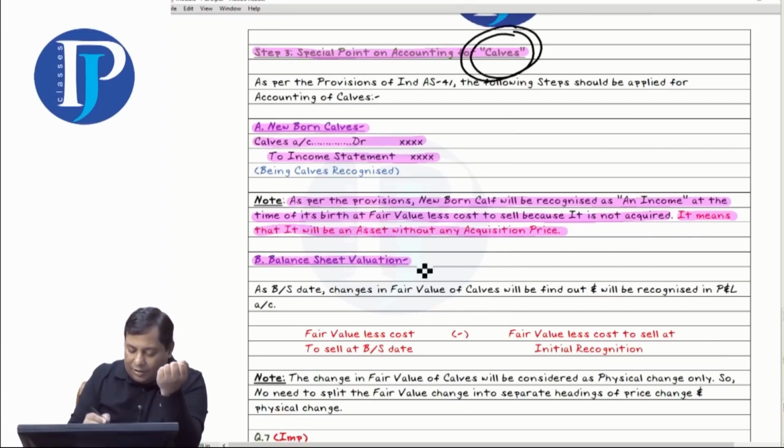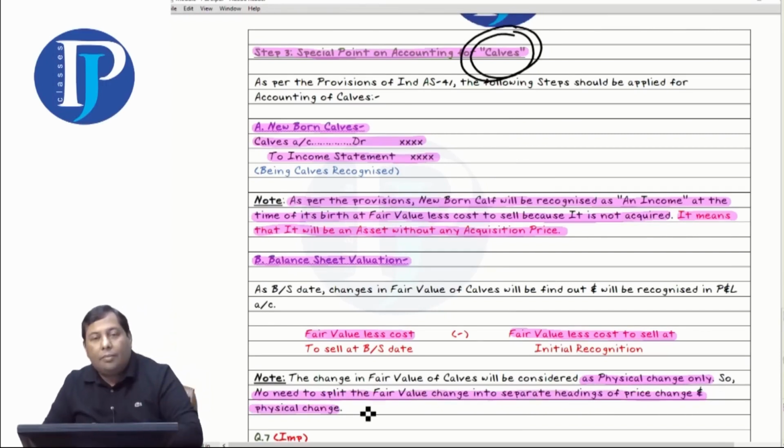Then its balance sheet valuation will be done. Fair value minus fair value, and it'll be all physical change. There is no need to split the fair value into separate headings of price and physical change. All the details are in your copy, step by step, with examples, with questions. All of that has been written.